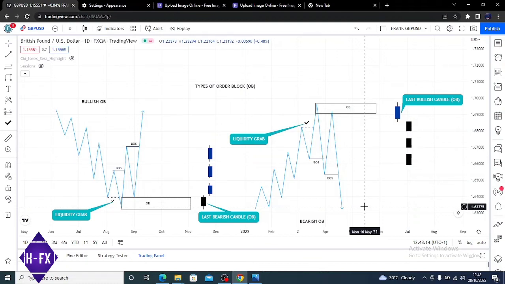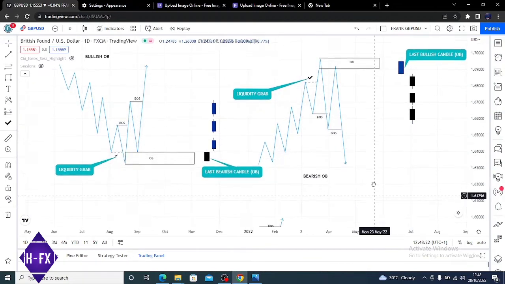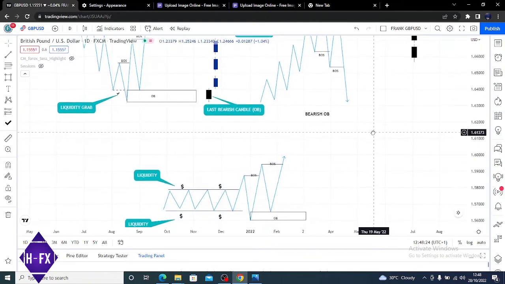We have two types of order blocks, like you can see on my screen. I have the bullish order block, I have the bearish order block, and I have the third one below. I don't know the name I will give to this, but this is also a scenario of an order block.